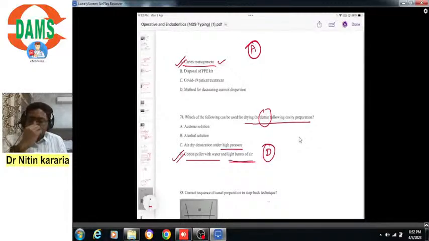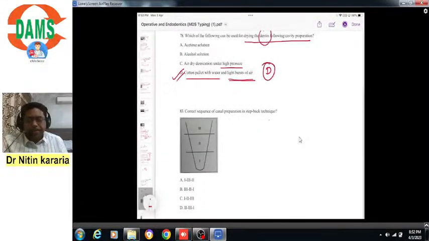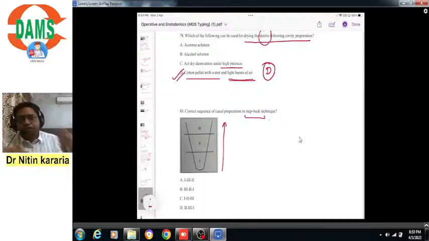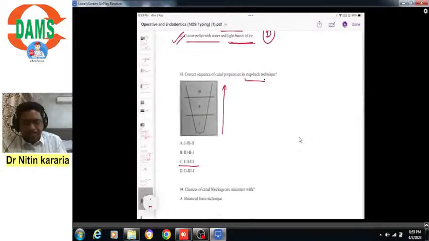Now we talk about the next question. Again, a figure based question. The correct sequence of canal preparation in step back technique is what? Now, a step back technique basically means we do the apical preparation first, then the middle 1/3, and then the coronal. So the sequence is we step back from the apex. So definitely we do the preparation in this aspect: the apical, middle, and the coronal 1/3. So a straightforward question. What would be the sequence? 1, 2, and 3. That is C.